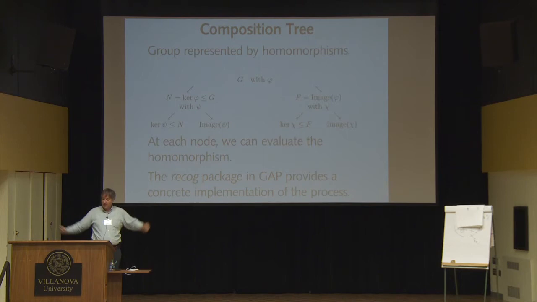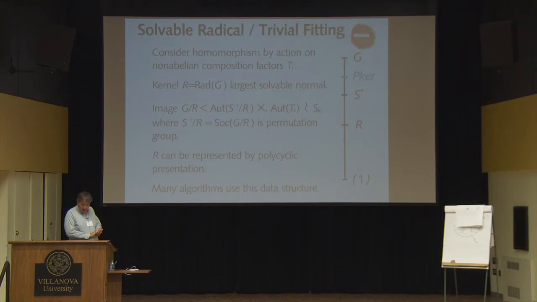And there is a package in GAP which is called RECOG, which provides a concrete implementation of this. This RECOG package was written by Akos Seress and Max Neunhöffer. But this is still experimental code. I have code which basically interfaces this to the standard way how we work with groups. By acting on the non-abelian composition factors, we find what is called the solvable radical, the largest normal solvable subgroup. Then the factor group of this has a very nice and very easy structure. It's basically automorphism groups of simple groups, wreath symmetric groups, and we can represent this nicely as a permutation group. This kernel is solvable, so we can represent it by a polycyclic presentation.